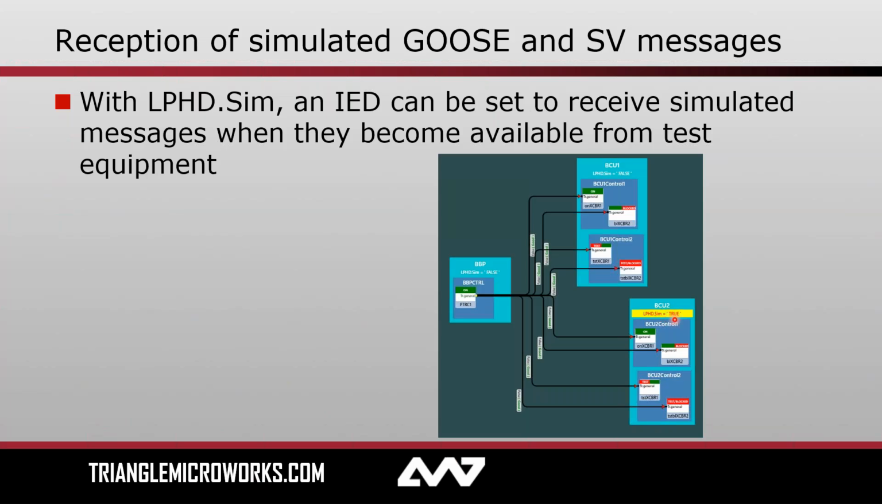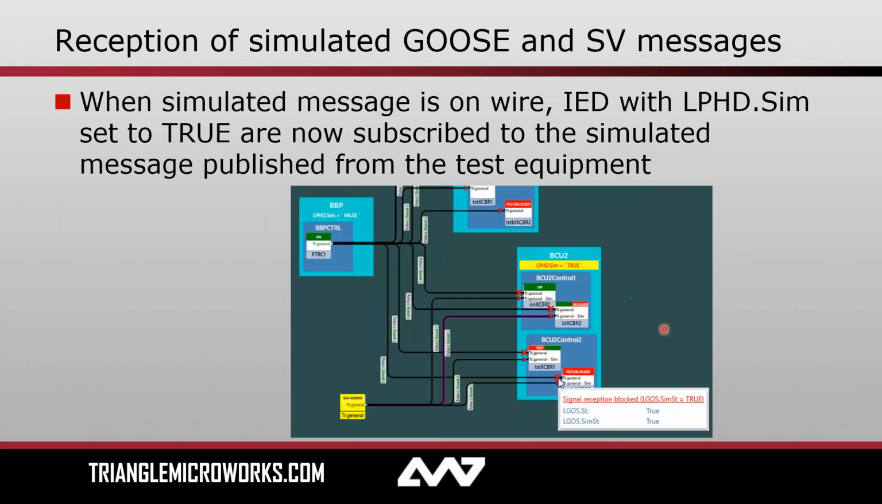Now, you'll notice that the LPHD sim is set to true on BCU2. Notice that this is at the top of the device and it's not on the logical node. Whereas mode and behavior can apply to logical devices and logical nodes, LPHD sim is for the entire device. And notice that even though LPHD sim is true, my devices continue to process messages which are coming from the real device, in this case, the BBP over here on the left-hand side. And that is because these devices over here on the right have not yet seen a simulated stream.